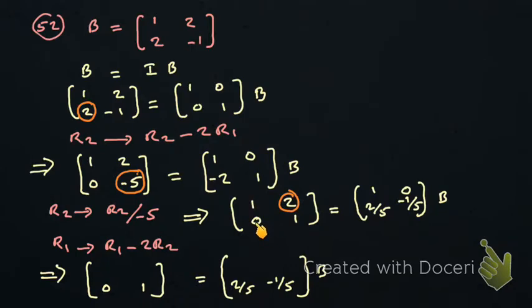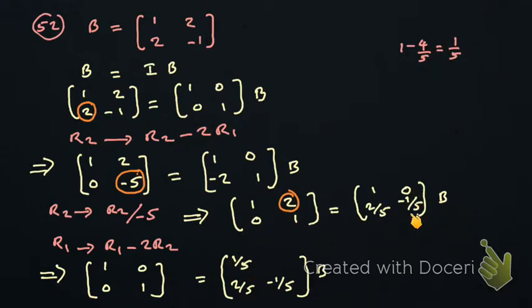1 minus twice of 0 is 1. 2 minus twice of 1, 2 minus 2 is 0. On the right side, 1 minus double of 2 by 5. I did that calculation here, I don't want to do it in my head and get it wrong. So R1 minus twice of R2: 1 minus twice of 2 by 5 is 1 minus 4 by 5. Take LCM, 5 minus 4 is 1 by 5.